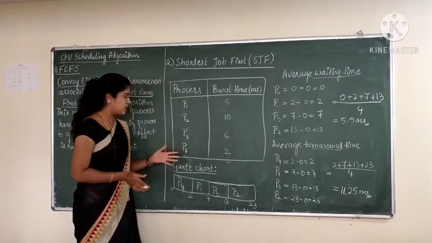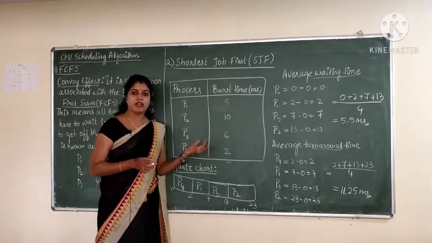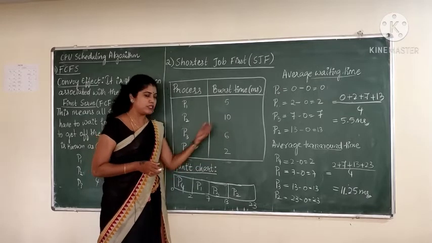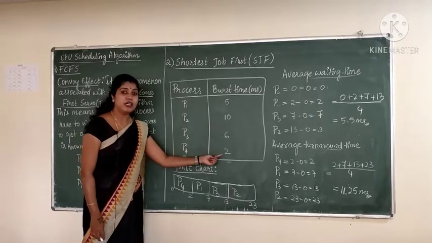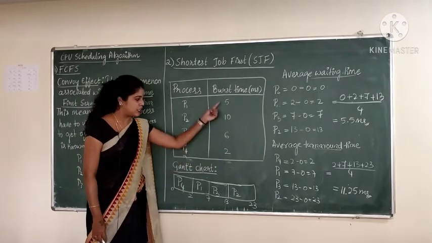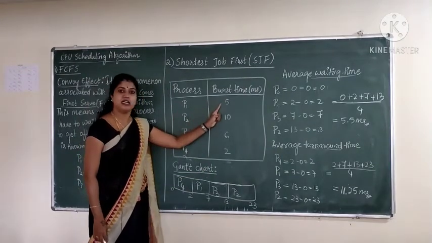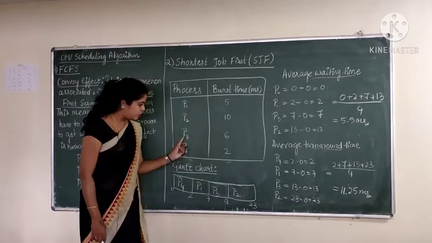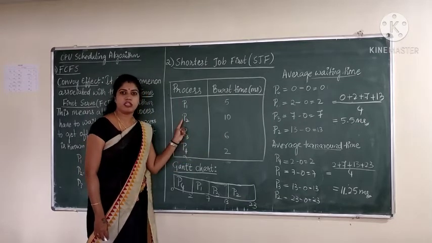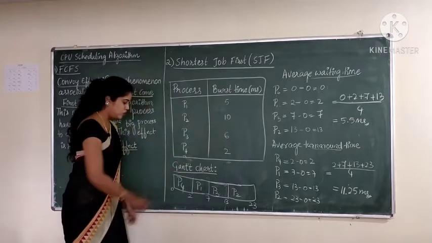Now, as I told you, in shortest job first, whichever process has the least burst time will go for execution first. So as per this example, very first P4 will go. Why? Because P4 with 2 milliseconds is the least burst time. After P4, P1, with the next least burst time. After P1, P3 with 6. After P3 you have the last one, P2, with 10 as the burst time.